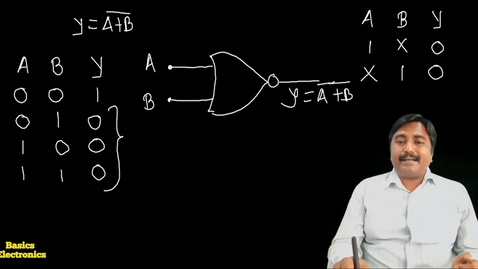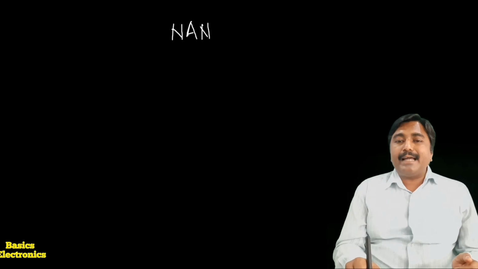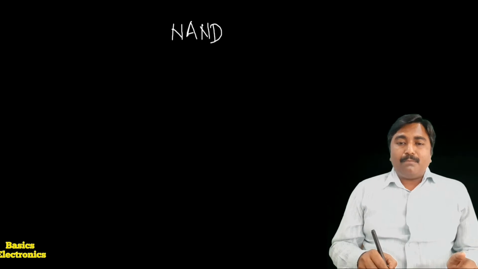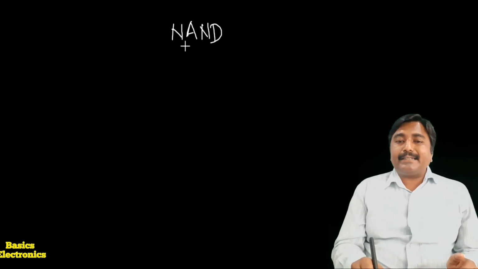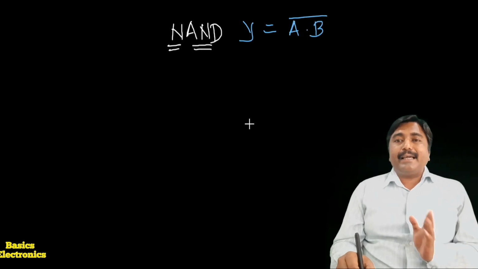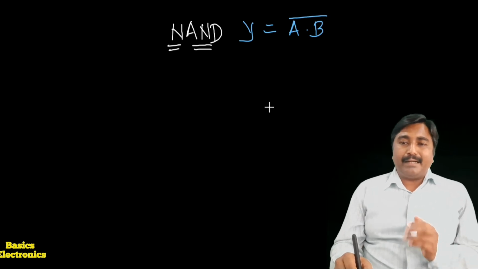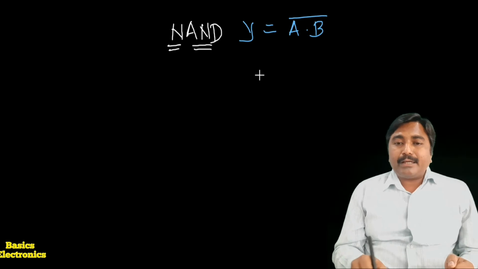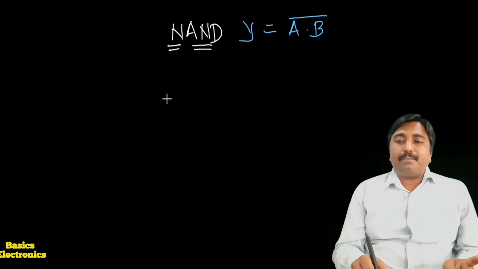Okay, so this is the NOR gate which we have to use in the flip-flop. The second gate is the NAND gate. We require the NAND gate for the construction of the flip-flop. The NAND gate is constructed by using one AND gate and one NOT gate. The equation of the NAND is Y equals (A dot B) complement. We can read it as A and B complement, or as A NAND B.